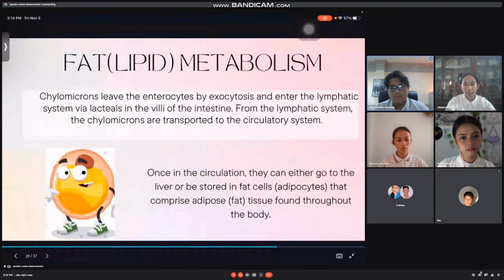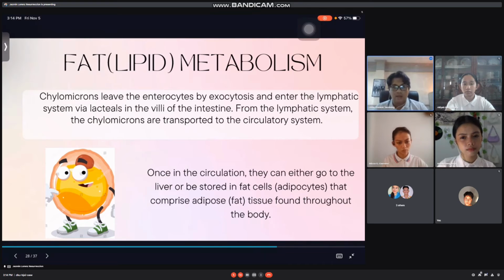So once the chylomicrons leave the enterocytes by exocytosis and enter the lymphatic system via lacteals, from the lymphatic system, the chylomicrons are transported into the circulatory system. Once in circulation, they can either go to the liver or be stored in the fat cells, adipocytes, that compose adipose or fat tissue throughout the body.